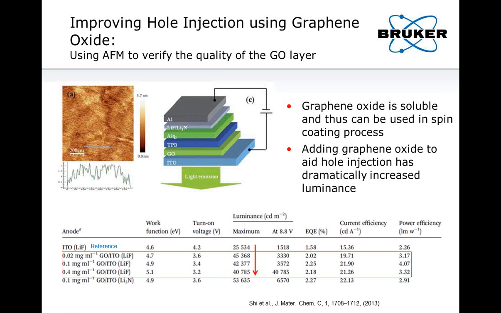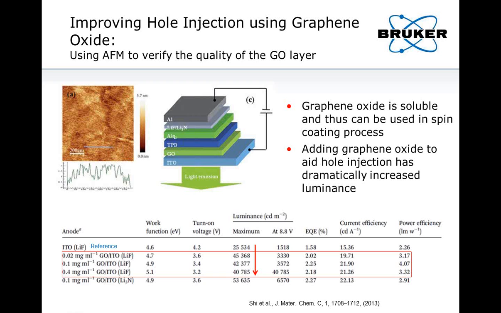And when we look at the bottom table, under anode, we first start out with the reference ITO, and we find a maximum luminescence of 25K, and then when we add the graphene oxide to aid the hole injection, we can see a dramatic increase in luminescence at the various concentrations of graphene oxide used.